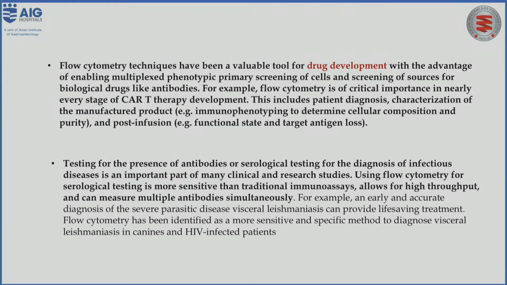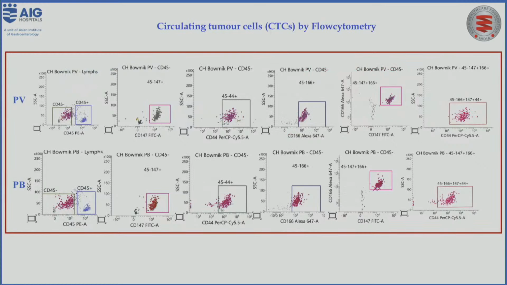Flow cytometry is also used for multiplex phenotypic primary screening of cells, and screening of sources for biological drugs like antibodies. For example, flow cytometry is of critical importance in CAR T cell therapy development, which includes patient diagnosis, characterization of the manufactured product, and infections, diseases.